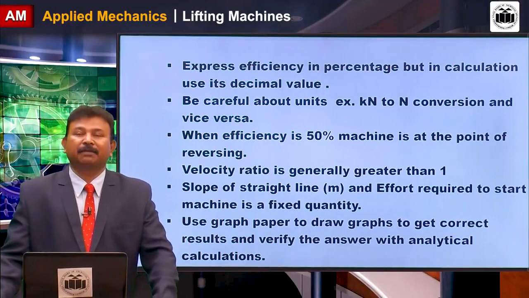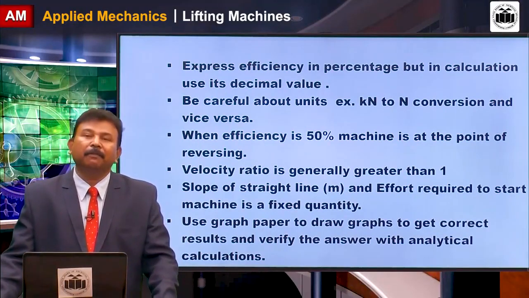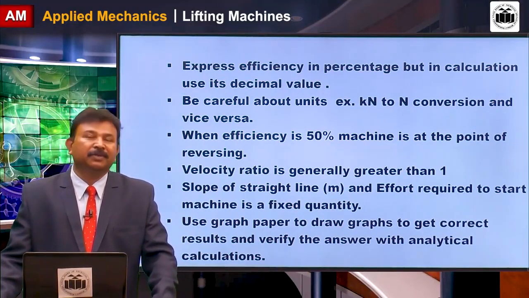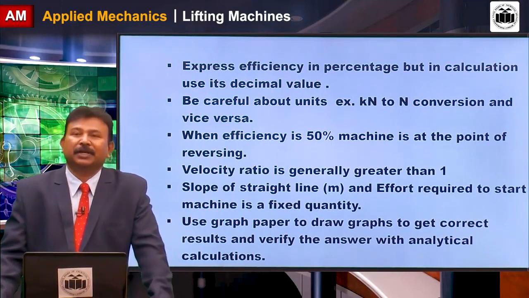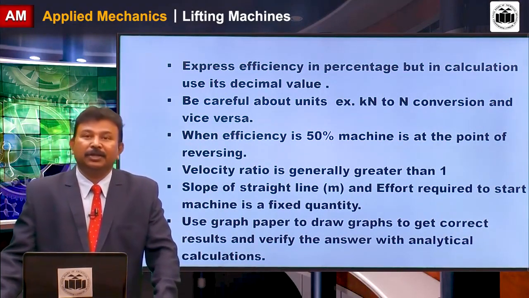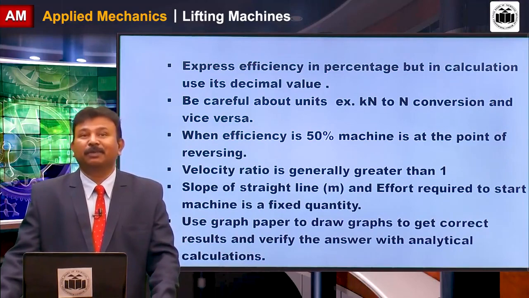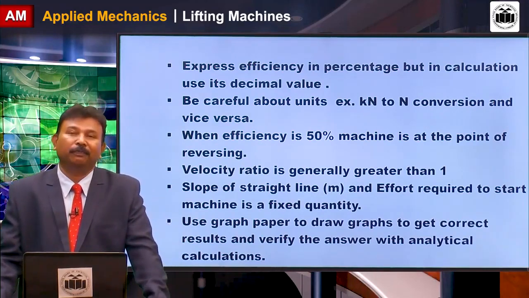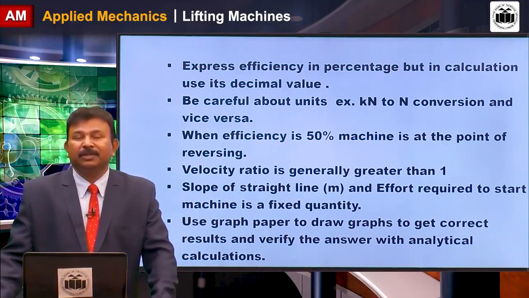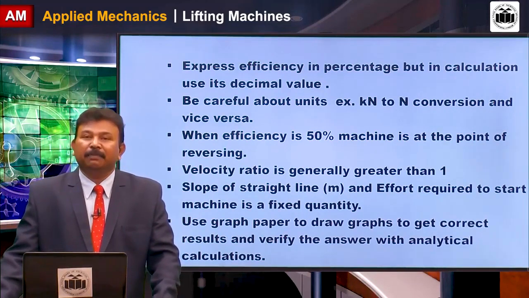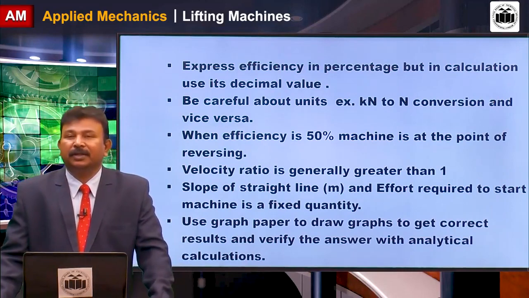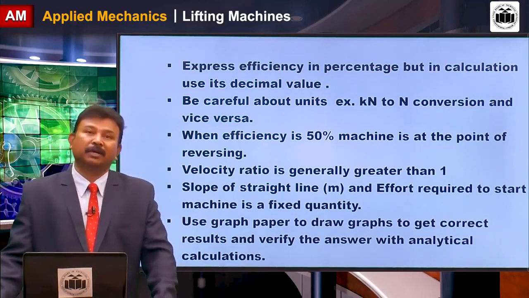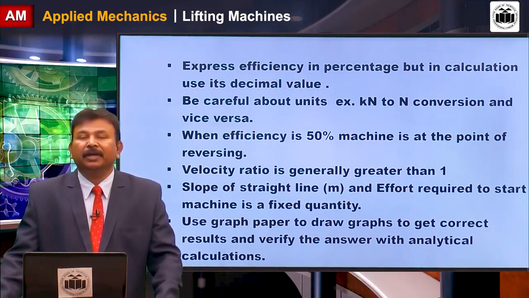Some tips and tricks for this particular topic. Always express efficiency in terms of percentage, but in calculation do not express it in terms of percentage. Always take efficiency as a decimal value. Most of the time we commit mistakes. Then be careful about units. Example, kilonewton to Newton conversion or vice versa.